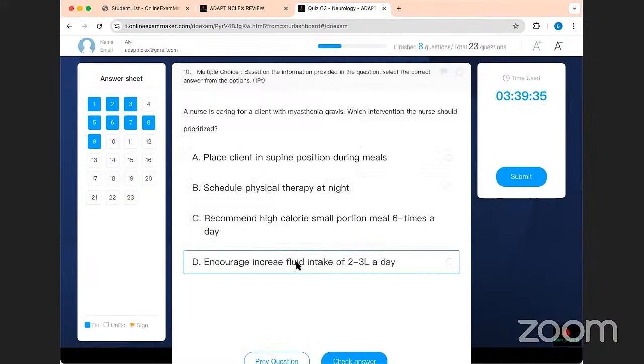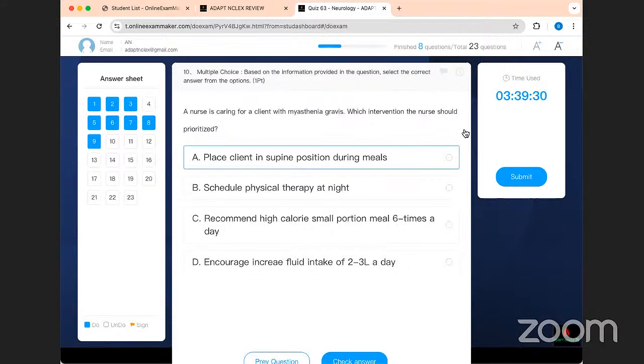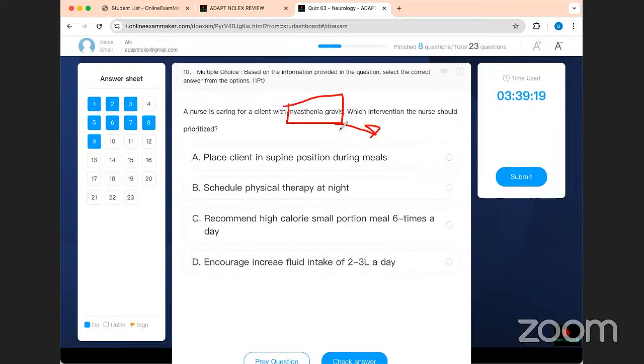And this is caring for a client with Myasthenia gravis. Which intervention should the nurse prioritize? Same thing. No information in the question. When you see questions like that, sit back. Don't answer the question, underline the keyword. Myasthenia gravis. What do you know about it?